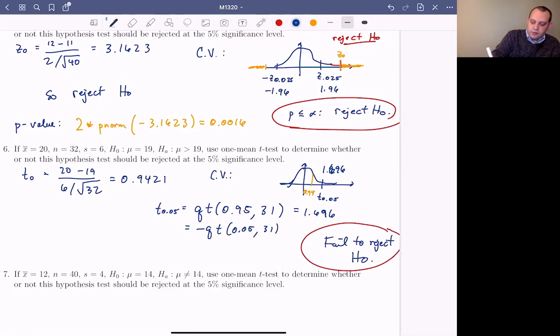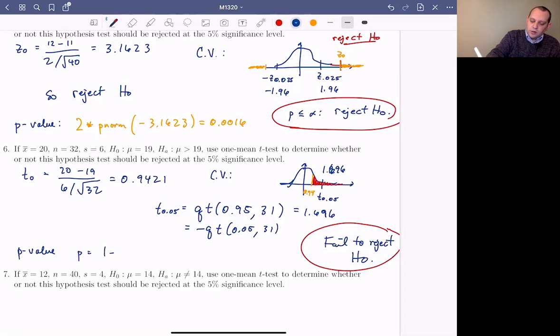Or we could do the p-value approach, and the p-value approach would be similar. So for the p-value, we look at 0.9421. This is going to be a right-tailed test. So that means that the p-value that we would look at would be, there's again a few different ways to look at it, but the p-value is going to be 1 minus, really what we're trying to do, let me just emphasize here, we're trying to find this area.